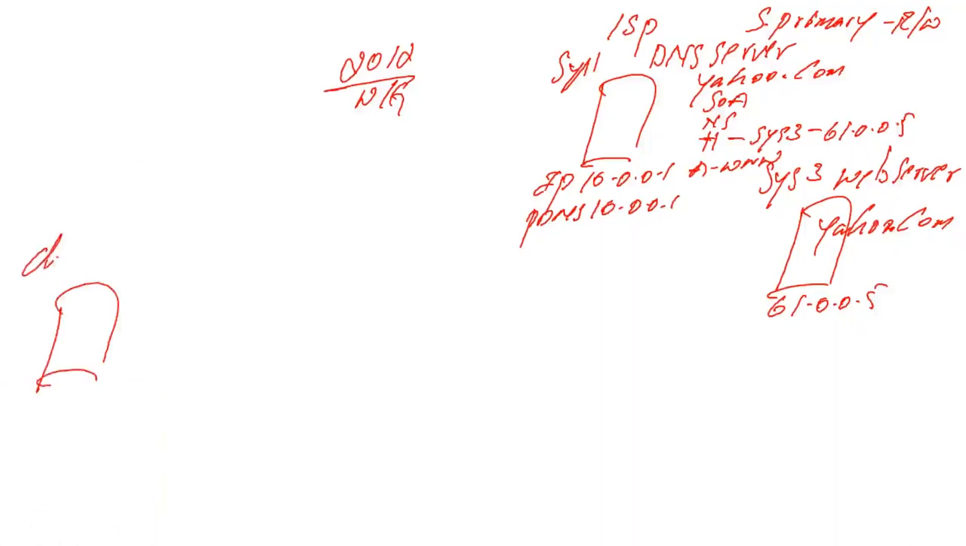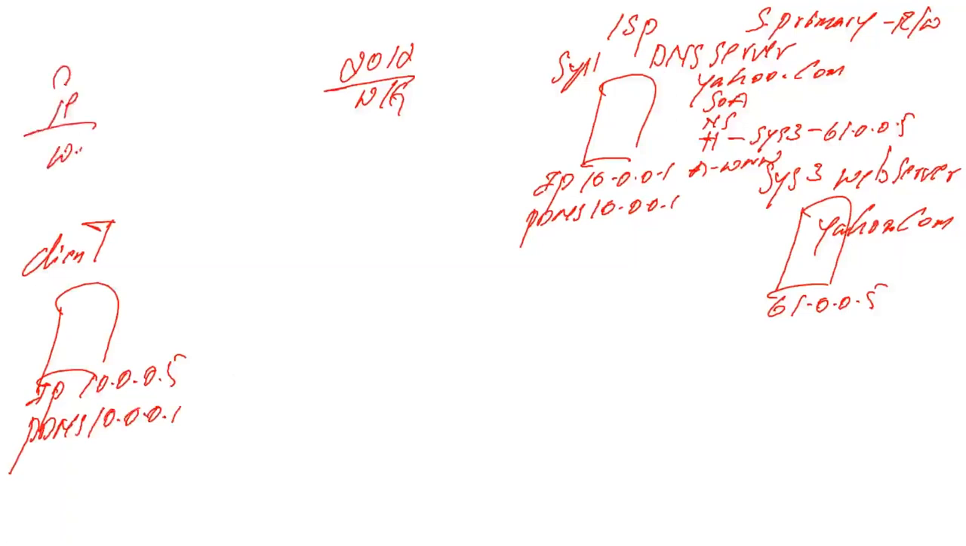So assume this is a client who is taking the internet line from this ISP, and this ISP will give the IP address to this client, for example 10.0.0.5, and the preferred DNS address is your ISP DNS server IP, that is 10.0.1. Now after that, the user goes to the browser and requests a website, that is www.yahoo.com.